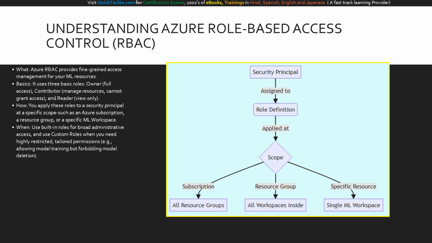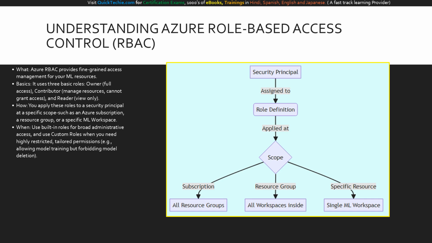There are three fundamental built-in roles: the owner, who has full control including the ability to grant access to others; the contributor, who can create and manage ML resources but cannot modify access rights; and the reader, who can only view existing resources. You map these roles to users or groups at a specific scope, like your entire subscription or just a single ML workspace.